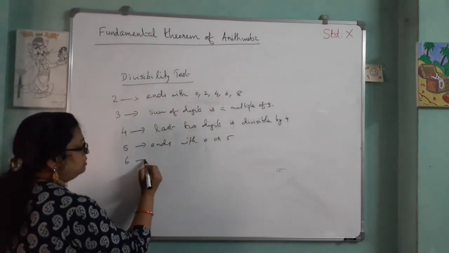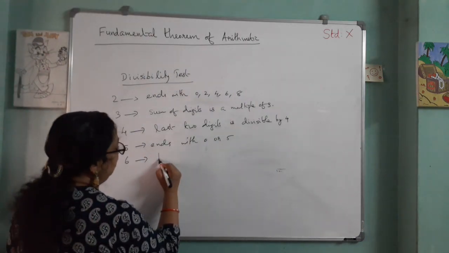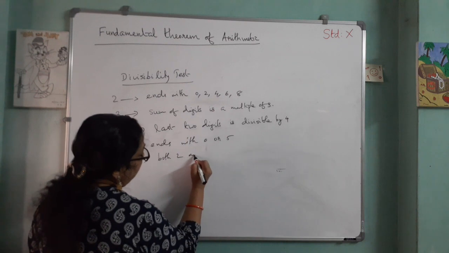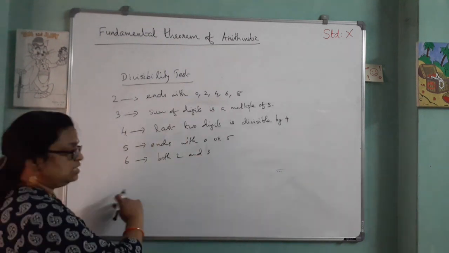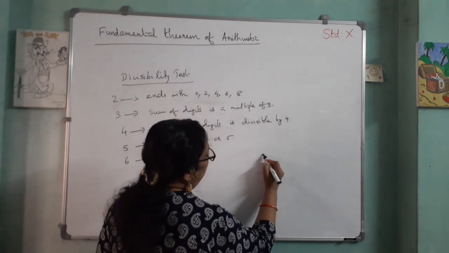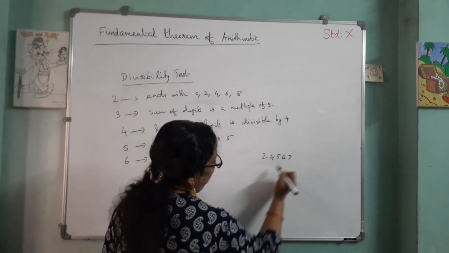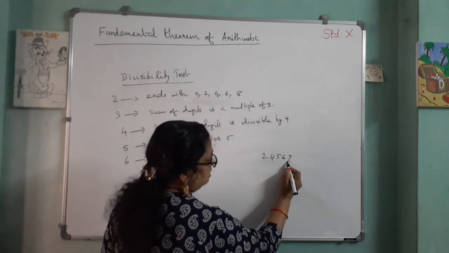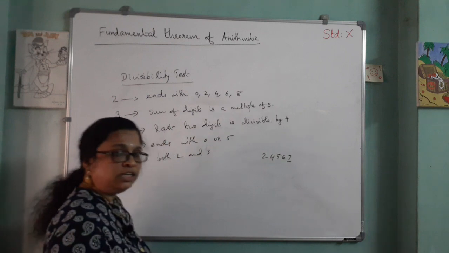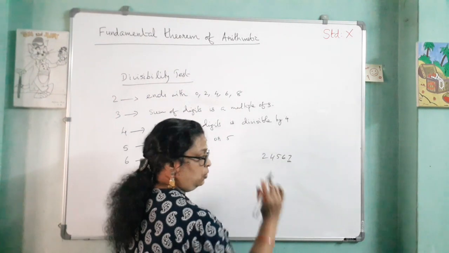What about the divisibility of 6? If a number is divisible by both 2 and 3, then it is divisible by 6. For example, 2, 4, 5, 6, 7. In this number, the last digit is 7, so it is not divisible by 2. That's why it is also not divisible by 6.